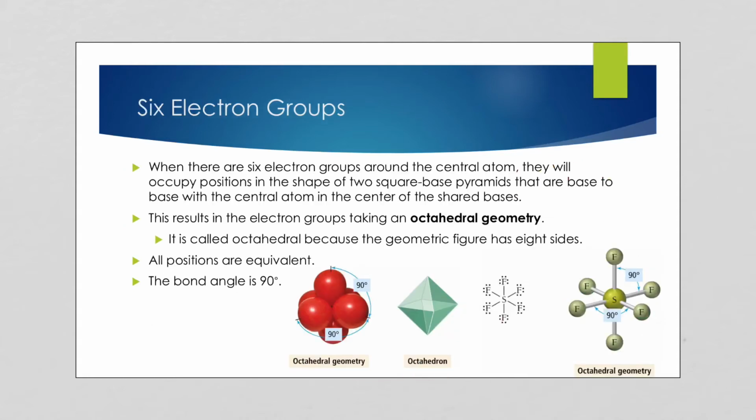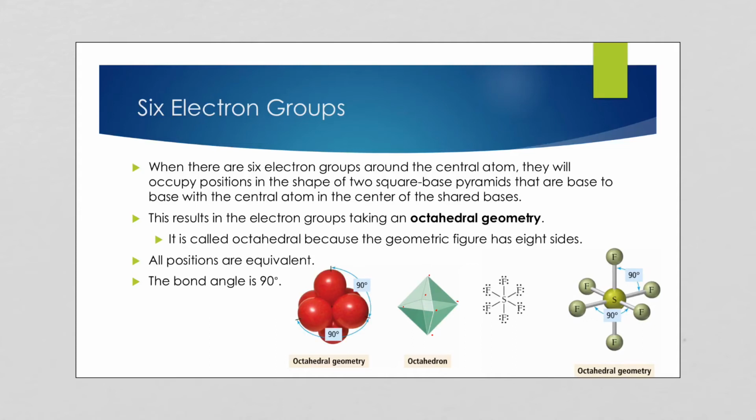And finally, 6 electron groups. 6 electron groups around the central atom will occupy the corners of what we call an octahedral, right? Which is a geometric shape that has 6 points, and it's called an octahedral, of course, because it has 8 sides, right? It's like having a square-based pyramid stacked at the base, right? So you have 4 atoms in the square plane part, and then 1 above, 1 below.